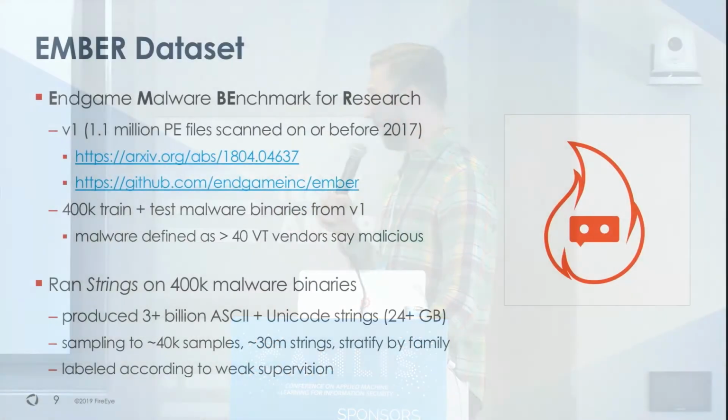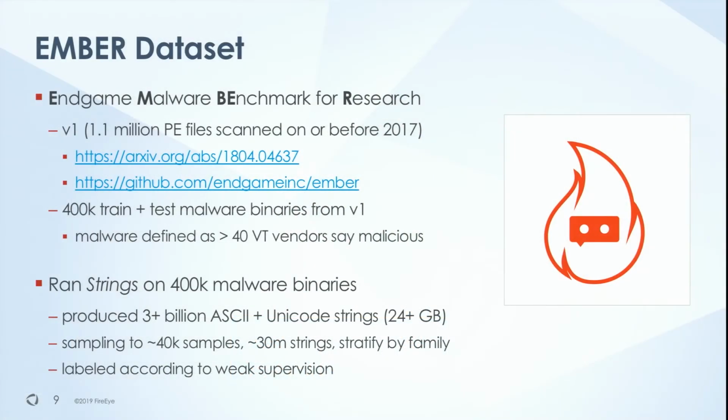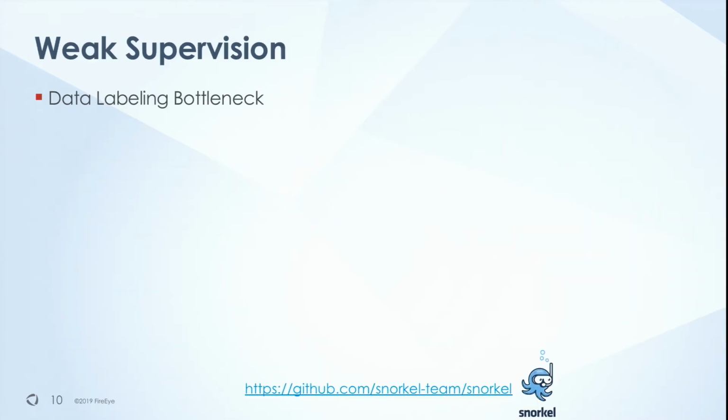So what we did is we ran strings on those binaries, and we output over 3 billion ASCII and Unicode strings, so we generated a ton of strings on disk. We don't need to train on all of those, right? We sample that down to about 40,000 samples, or about 30 million strings. And then the crux here is we want to label these strings. EMBER doesn't have strings that have labels with them, so we tackle this using weak supervision.